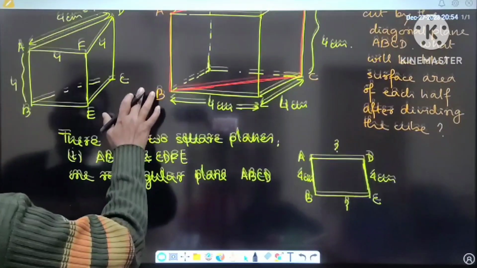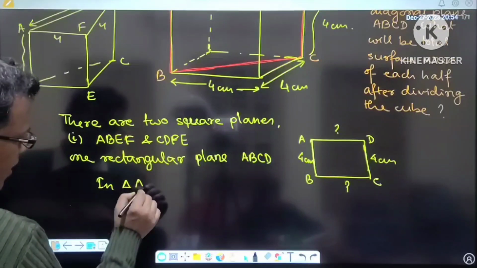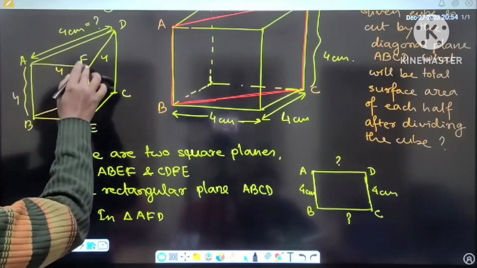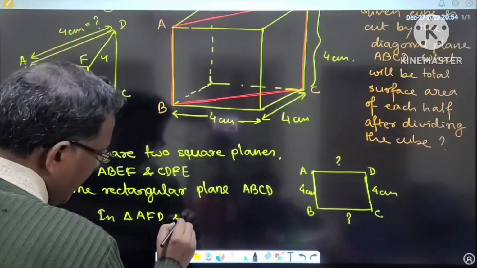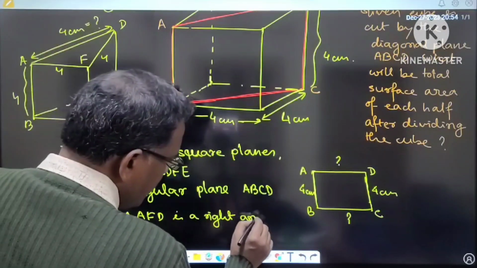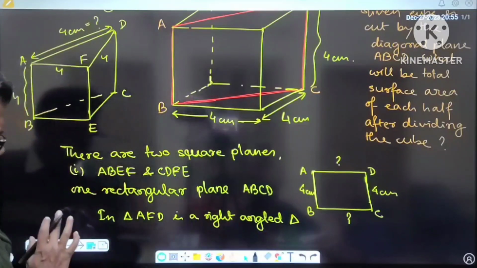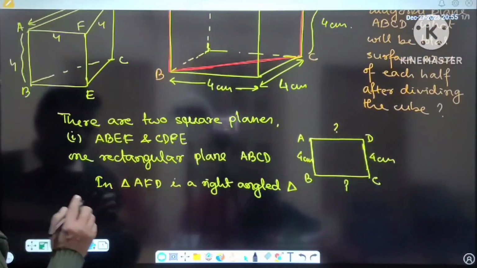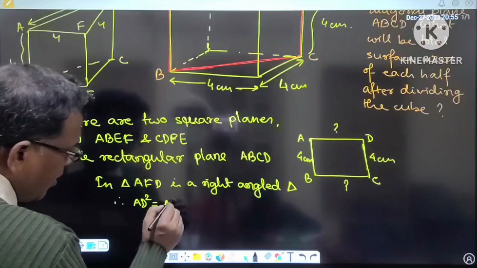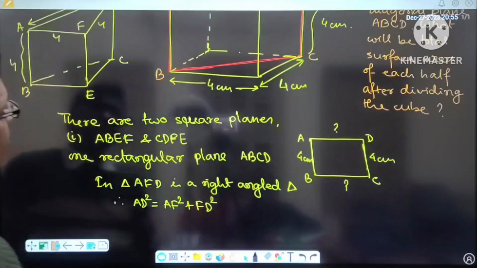Because in triangle AFD, check it again. In triangle AFD is a right angled triangle. Yes or no? Right angled triangle, right? So AFD is a right angled triangle where I can write down AD square is equal to AF square plus FD square. Yes or no?